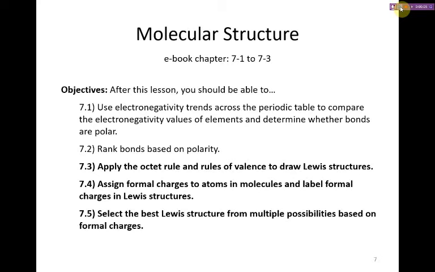In this video, we're going to learn how to draw Lewis structures. We're also going to talk about and learn about formal charges and how we can use them to determine which Lewis structure is best.